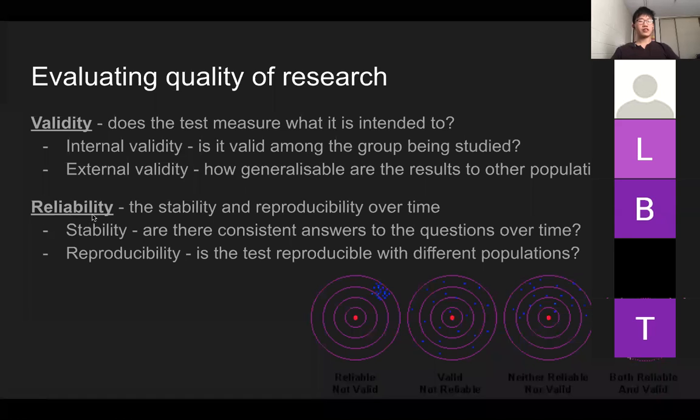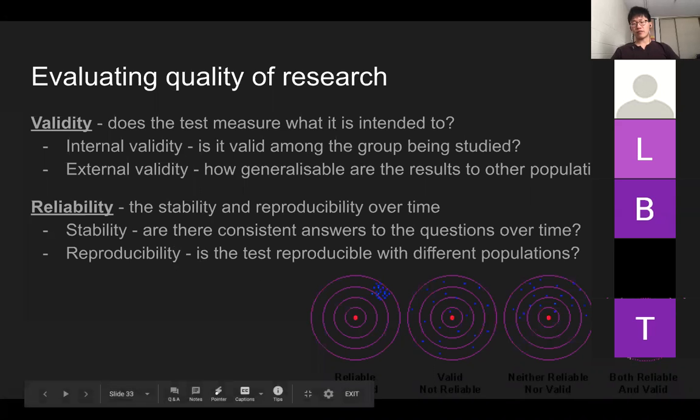And reliability is the stability and reproducibility over time. So are your results consistent, or are they reproducible? And you can see in the diagram here a rough simplification of that.